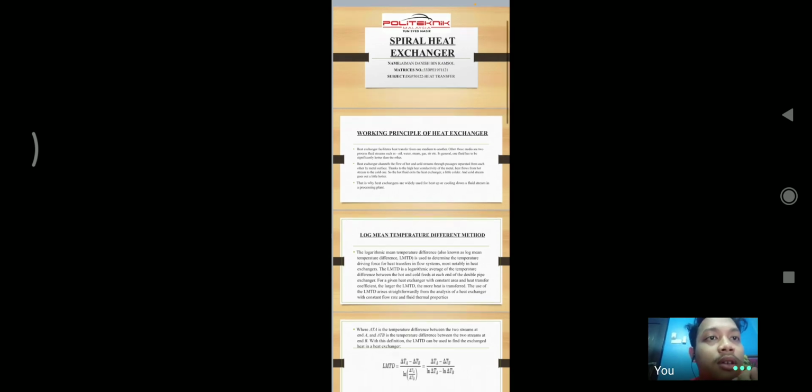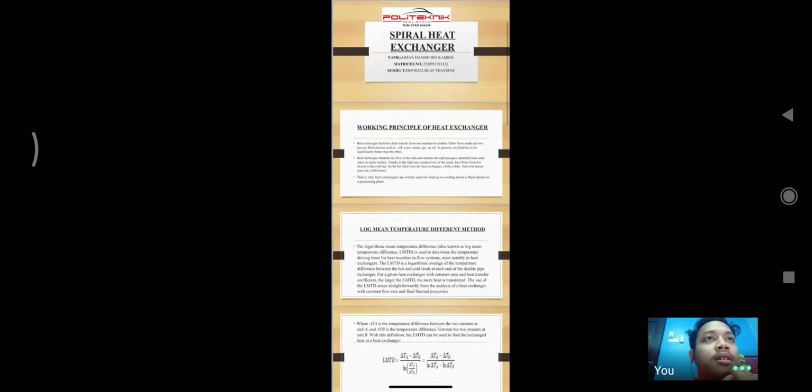Firstly, the working principle of heat exchanger. A heat exchanger facilitates heat transfer from one medium to another. Often these media are two process fluid streams such as oil, water, steam, gas, air, and many more. In general, one fluid has to be significantly hotter than the other. A heat exchanger channels the flow of hot and cold streams through passages separated from each other by a metal surface.